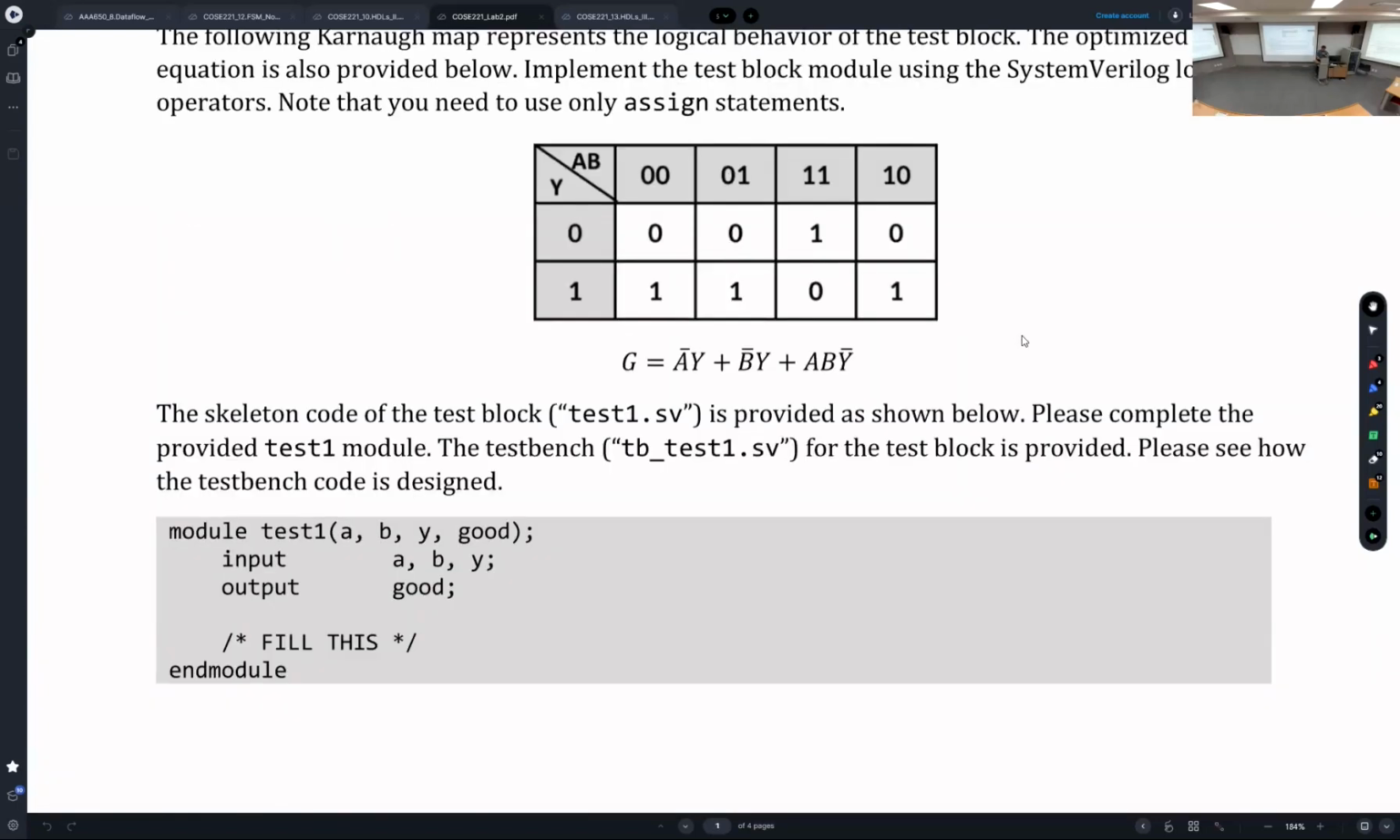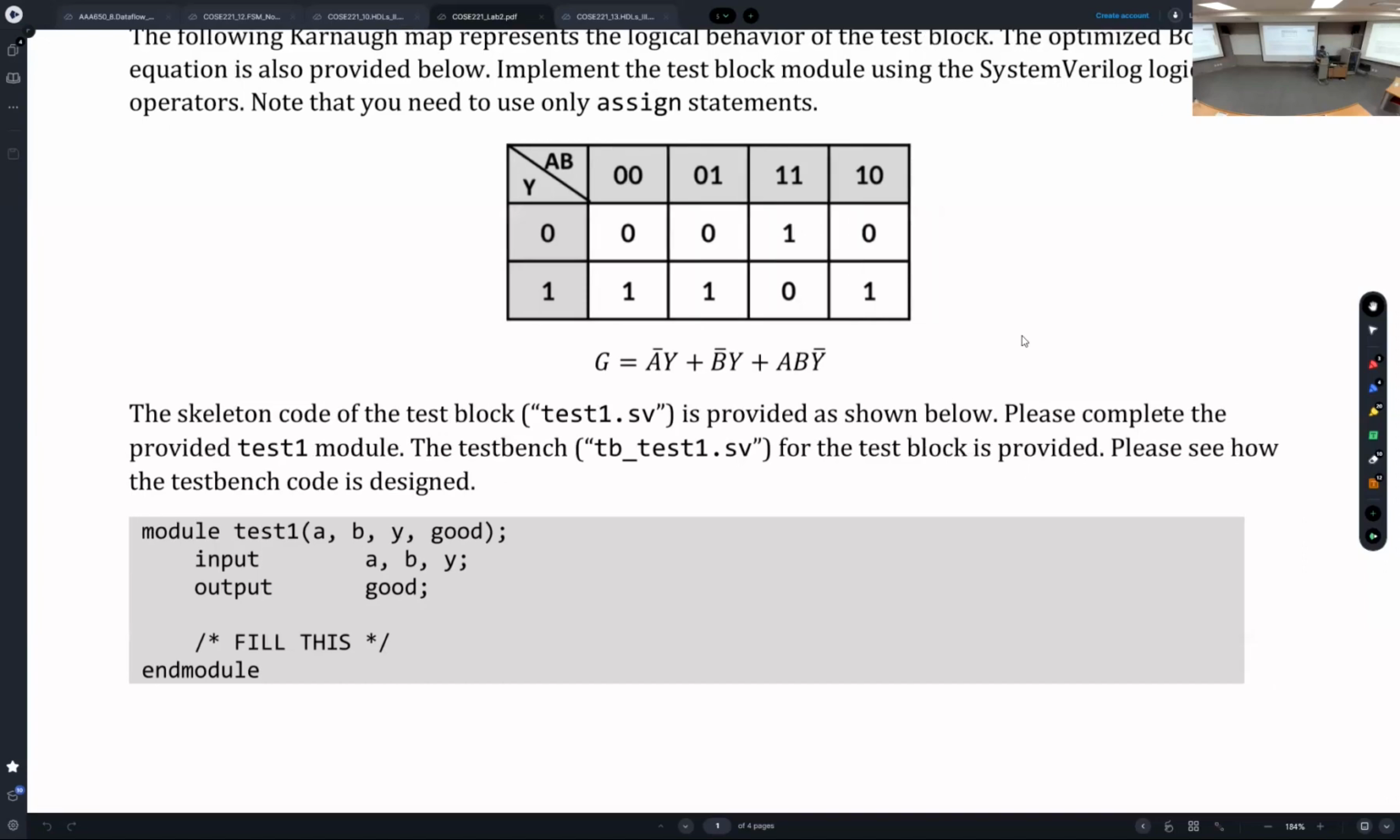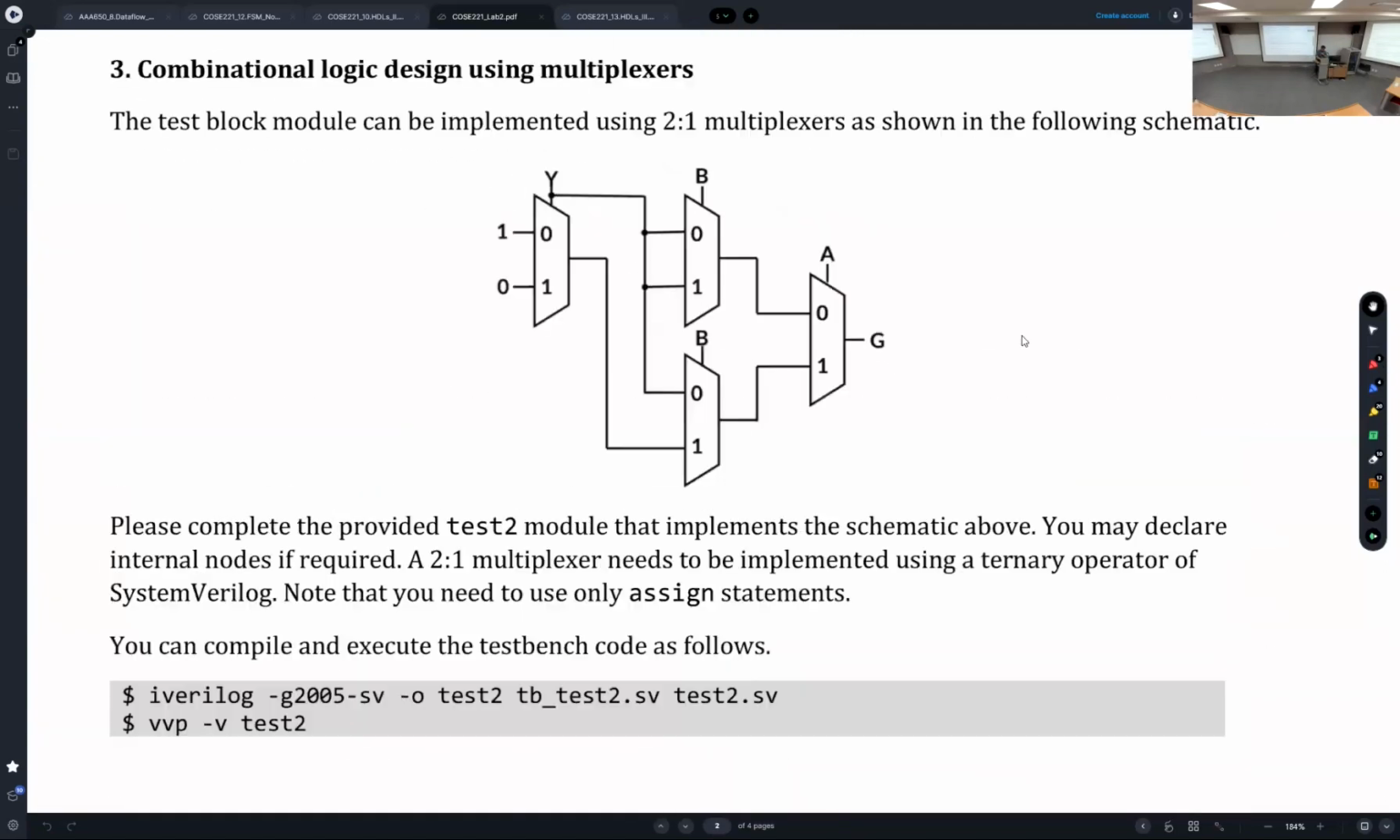I also provide the test bench file. You don't need to design the test bench because we did not learn about the test bench module in this class. We will learn it later.